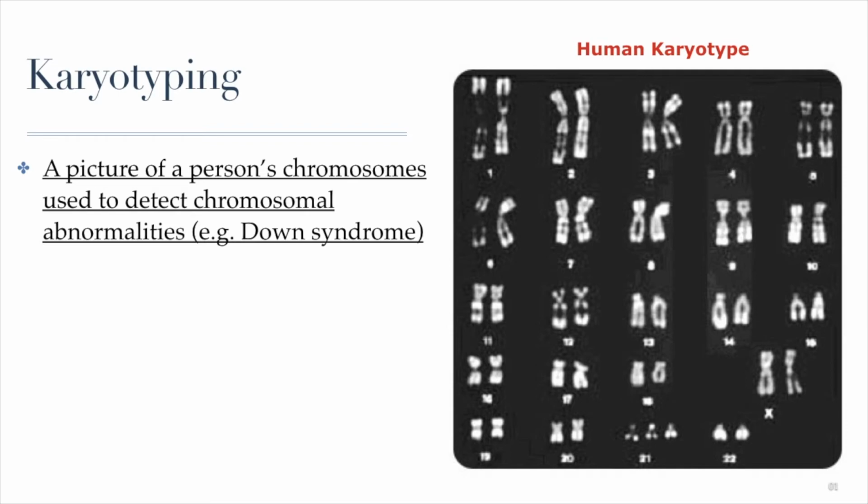And so that's basically how a karyotype works. It's just a way of organizing our chromosomes so that we can better diagnose chromosomal abnormalities. And an example of a chromosomal abnormality is something like Down syndrome.